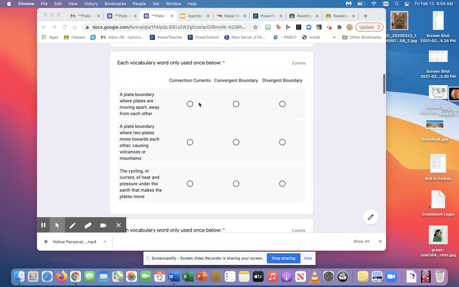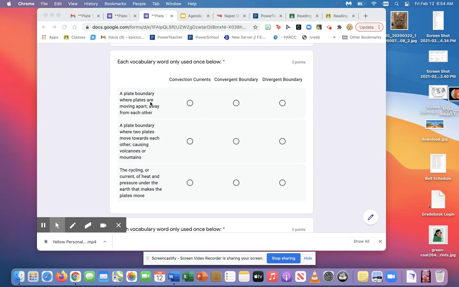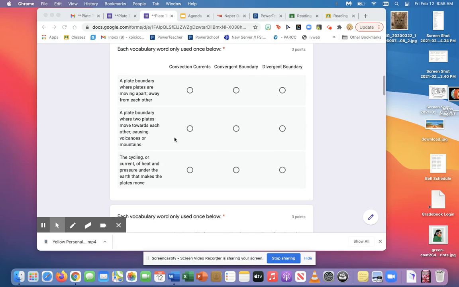So again, we're matching the vocab words. It says a plate boundary where plates are moving apart. So think about what we did with our hands, right? Moving away from each other. Is that convection currents, convergent boundary, or divergent boundary? Okay, plate boundary where plates are moving away. Click the right answer.